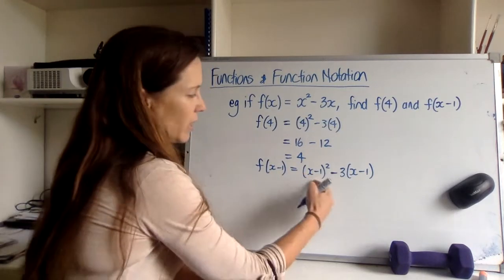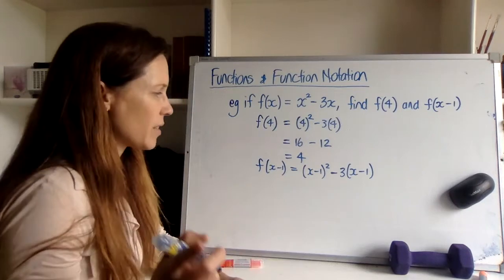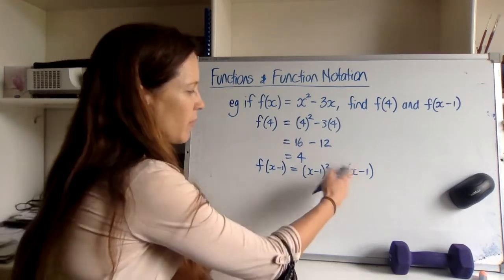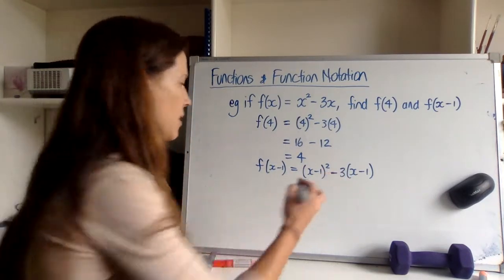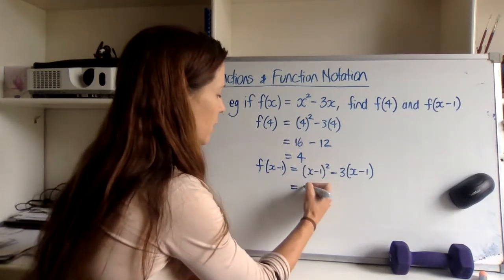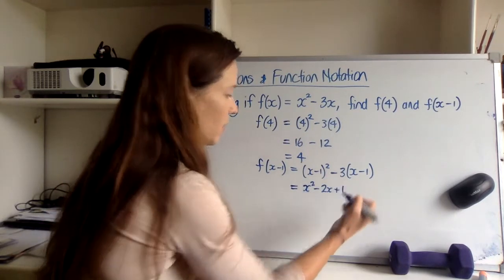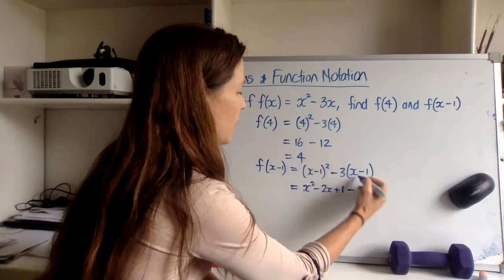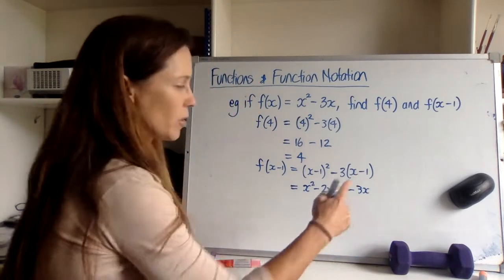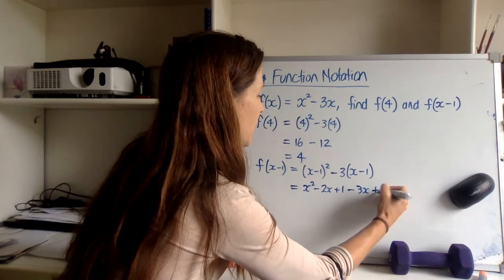Now, I could leave this like this, but it seems to me that it makes sense to tidy it up. I can see 2 ways that I could tidy it up. I could either factorize it, or I could just expand it and then gather up like terms. Let's expand it. This first part becomes x squared minus 2x plus 1. And the second part, we have minus 3x, careful not to make a classic sign error, minus 3 multiplied by minus 1 is plus 3.